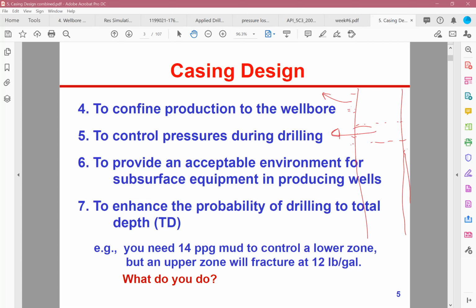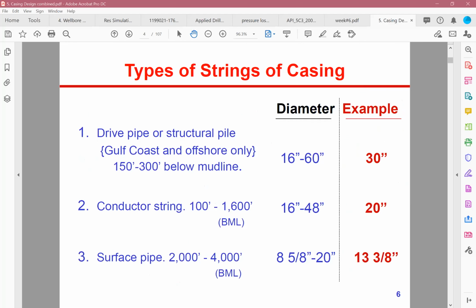So casing actually helps you here as well. If you have a casing here, then you don't worry about the drilling fluid density that you are using, because the shallower formations are protected from your drilling fluid by the casing. Make sense? So that's another reason that we do need a casing, right? Any questions so far? Nope. All right.